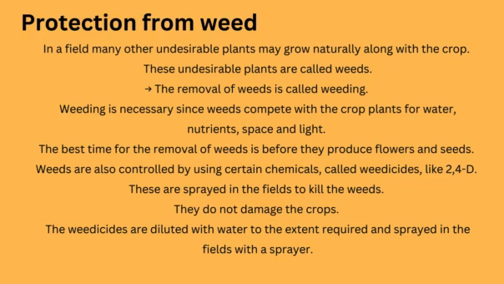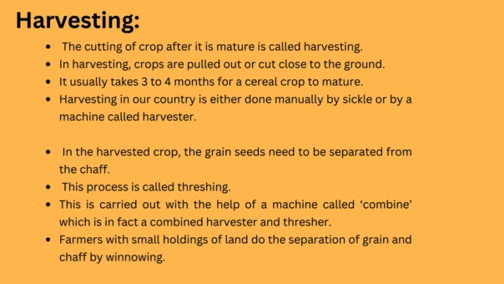And the final step is harvesting. The cutting of the crop after it is matured is called harvesting. In harvesting, crops are pulled out or cut close to the ground. It usually takes 3 to 4 months for cereal crops to mature. Harvesting in our country is done either manually by sickle or by a machine called a harvester.